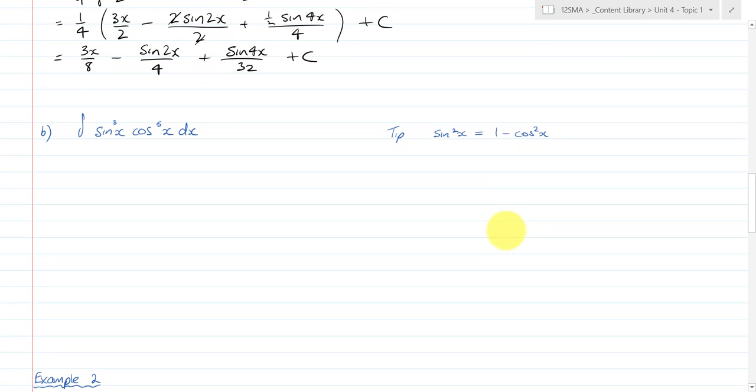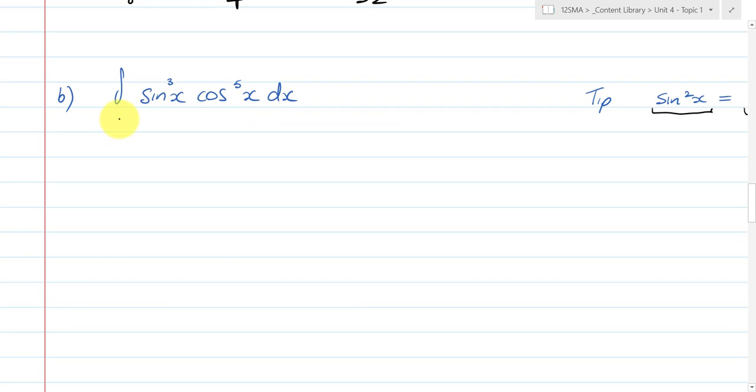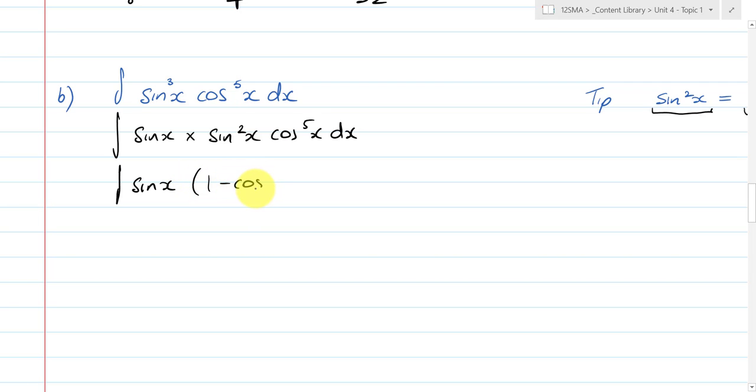And this one's a little bit trickier, and I'm going to use the fact that sine squared x is equal to 1 minus cos squared x. And I'm going to show you another little rule here that will help us out. So, let's start by writing this down as sine x times sine squared x cos to the power of 5x. I've just done that split up, and this is what happens if I've got odd powers rather than even powers. I'm going to end up with this additional sine x power here. It works out quite nicely, but it doesn't look like it at the moment. 1 minus cos squared x cos to the power of 5x dx.